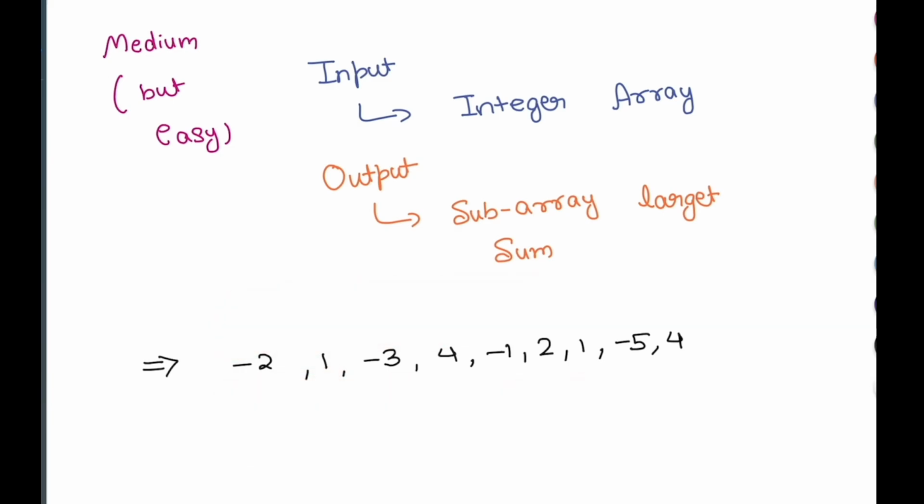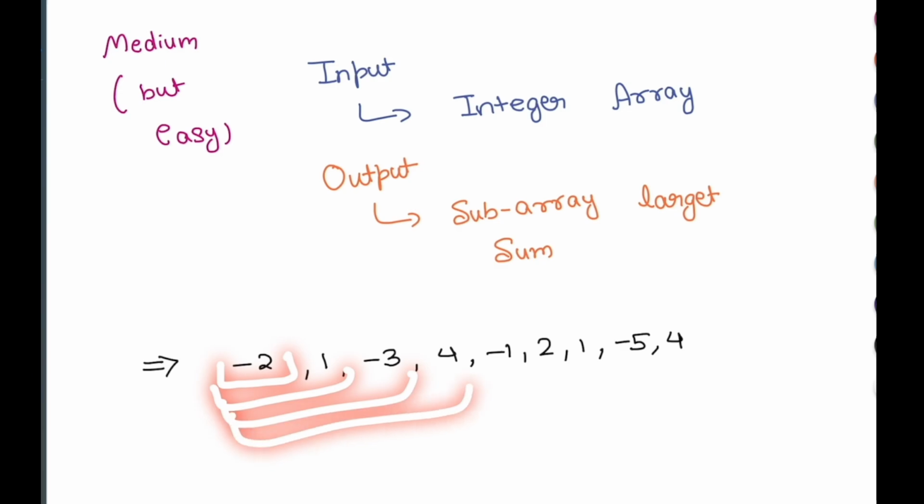Include all the sub arrays starting with -2. You can also try with other sub arrays. Don't start with -2. Now your sub array can start with 1. It can be 1, then 1 -3, then 1 -3 4, then 1 -3 4 and -1. This can be a sub array as well, right? So like this, you will start with each element and try to create all the possible sub arrays.